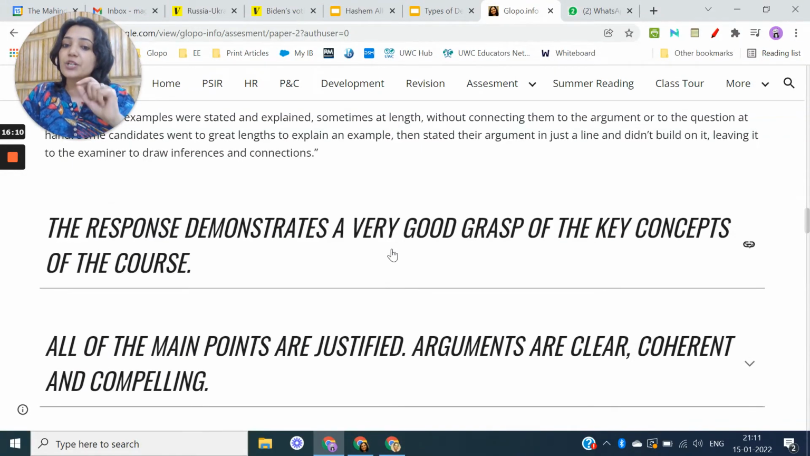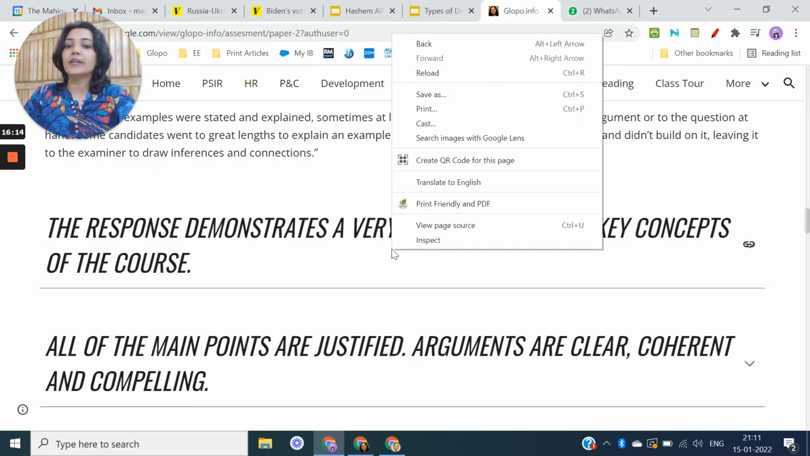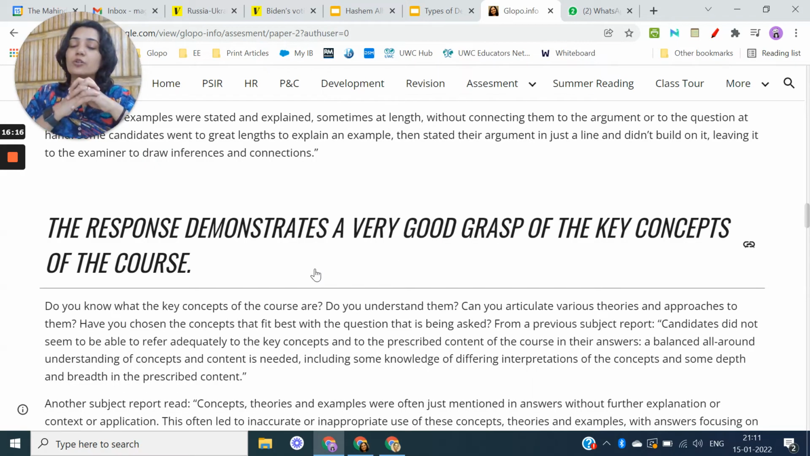Then, the description: the response demonstrates a very good grasp of the key concepts of the course. Sometimes the key concepts are not given in the question, though the majority of the time they are, but it's okay if they are not. You have to figure out the key concept. It may be that just one key concept is given, and you have to figure out the other implicit key concepts too. Try to apply at least three key concepts in your answer. Fair enough, at least three key concepts in your answer.